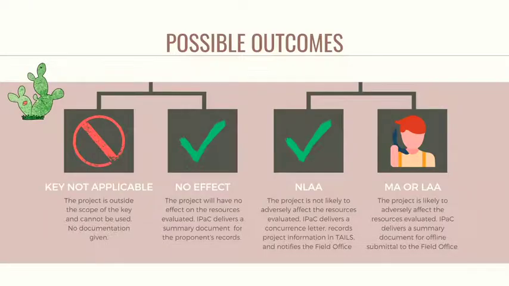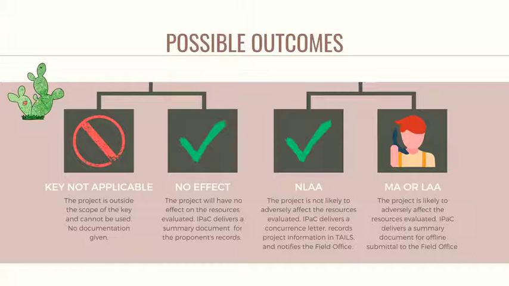In the example that we were talking about, we have the singing cactus that appeared on our resource list, and we have four possible outcomes for a determination key. One of those is that the key isn't applicable. So for whatever reason, there's something about our project that the key can't address. Another option is a no effect, in which case we've answered the questions and found that our project will not have an effect on the cactus. The third option is a not likely to adversely affect. So any impact that we're going to have on that species is minimal or discountable. It's not likely to adversely affect.